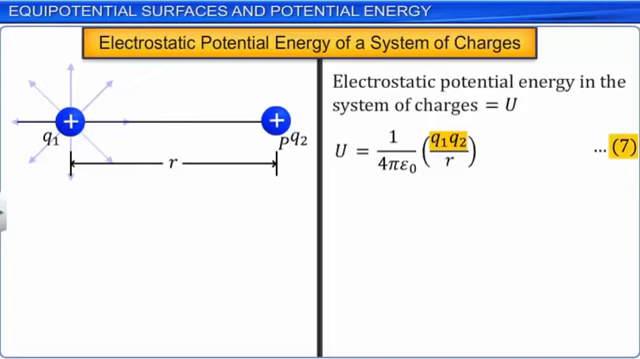When both the charges are either positive or negative, the electrostatic potential energy is positive. That is, the work done to bring a charge Q2 from infinity to point P is positive. Also, when the charges Q1 and Q2 are unlike, then the work done to bring Q2 from infinity to point P is negative. Equation 7 gives the electrostatic potential energy for a pair of charges Q1 and Q2.